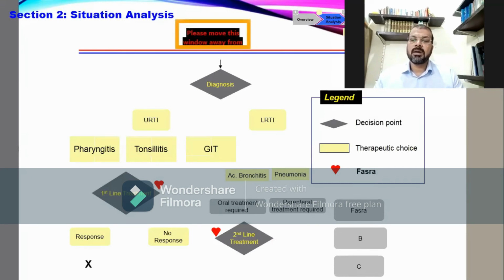Okay, when we evaluate all these things, we do segmentation, we do targeting, we do positioning: what are the USPs, unique selling points of our product, where we will market our product. Positioning is how you want the doctor to perceive your product in his mind against the competitor.